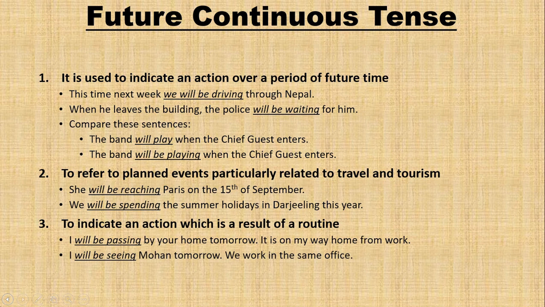The future continuous tense is used to indicate an action which is a result of a routine. For example, I will be passing by your home tomorrow. It is on my way home from work. Alright? Next one. I will be seeing Mohan tomorrow. We work in the same office. It is a routine. That is why it's a future continuous tense.